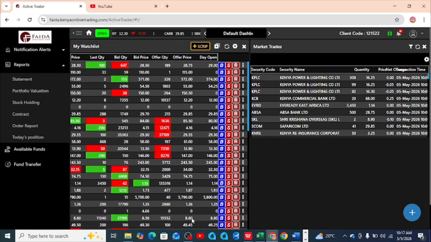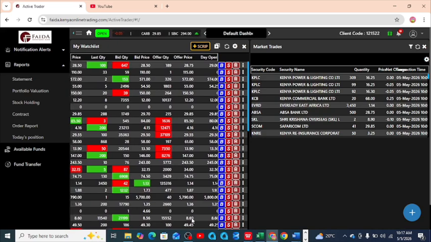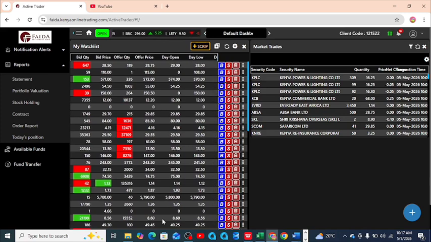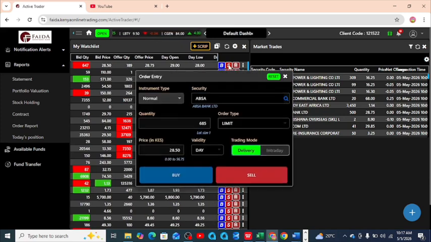The offer price is 28.75 and the bid price is 28.50. So I can choose to sell at a price of 29 per share. I'll come here and choose to sell. Then I need to select the quantity. I can set a quantity of 100. Then I can choose the selling price as 29. Then I can choose to sell within the day. If it doesn't sell within the day, it will just lapse. Then I will just click sell.